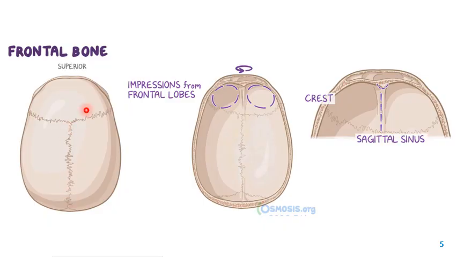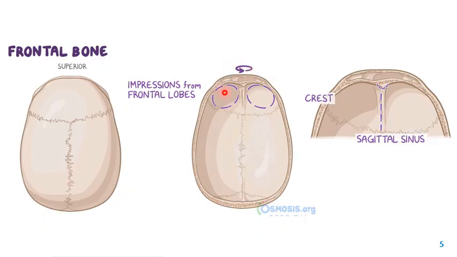Sagittal suture. Okay, so on the top of the head, you're going to have the crown, the coronal suture, and you're going to have the one that goes back, that's your sagittal suture, right?